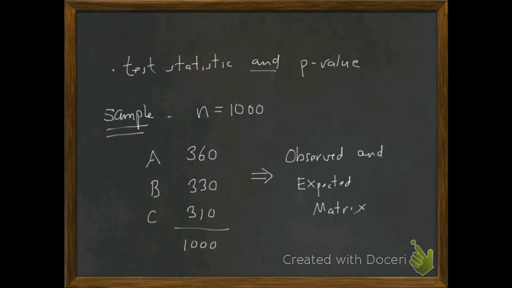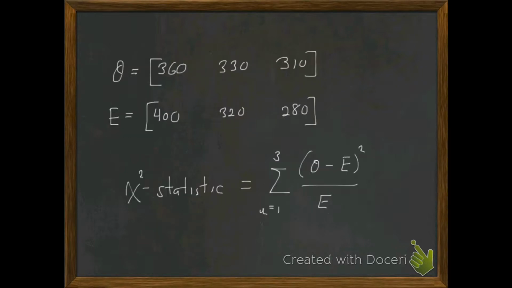It does. Okay. The next thing we would need to do is create what's called the observed and expected matrix. Now, the observed matrix, the one I've just put the check beside, is very simple. It's just the observed counts from our sample. The expected matrix is a little more difficult. The expected matrix is created under the assumption that the null hypothesis is true.